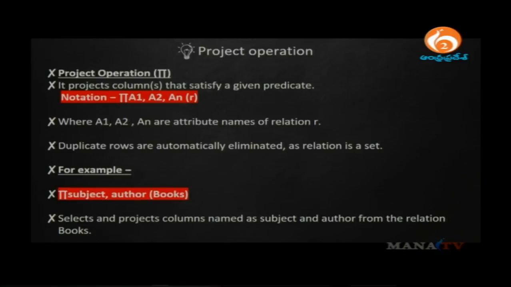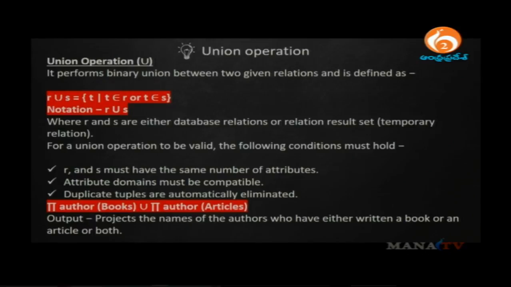Now let me go to the next operation called the union operation. What does this union operation do? Let me first give you a simple explanation. It performs the binary union between two given relations, and the notation is R union S, where R and S are either database relations or relation result sets. Sometimes temporary tables also come; it just gives you the entire thing.